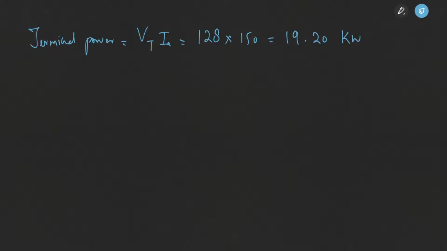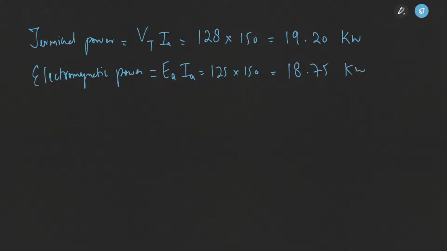And what will be the electromagnetic power in the motor? Electromagnetic power, that will be the induced power in the motor. That will be given to us by EA into IA. That will be 125 into 150, and that's equal to 18.75 kilowatts. Fine. So this is your terminal power, your electromagnetic power.